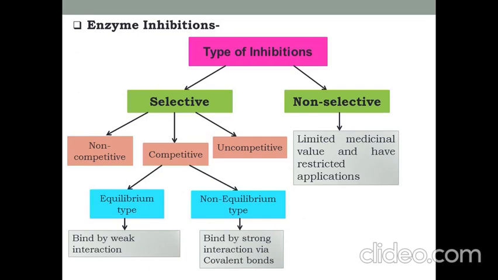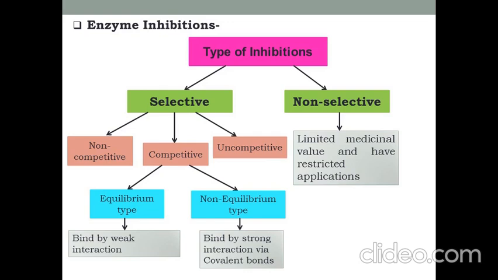Now, types of inhibition. There are two types: selective inhibition and non-selective inhibition. In selective inhibition, the particular inhibitor drug binds to the particular enzyme in a specific manner. But in non-selective inhibition, the drug does not bind to a particular enzyme, so there is no specificity between the enzyme and inhibitor drug. So non-selective inhibitors are of limited use or limited applications.